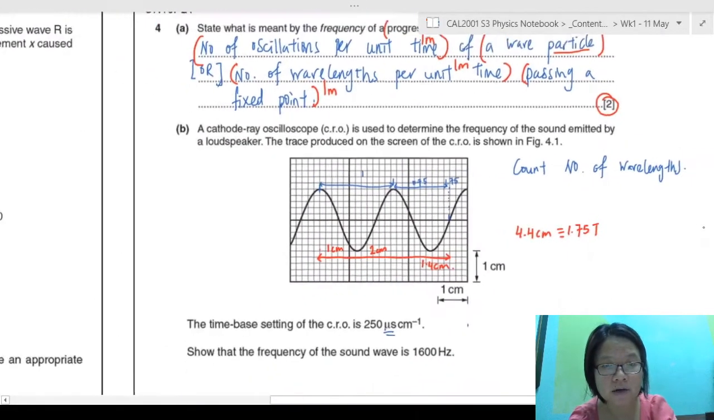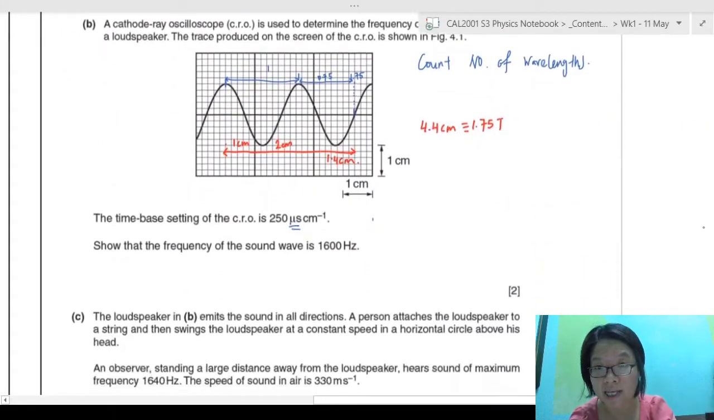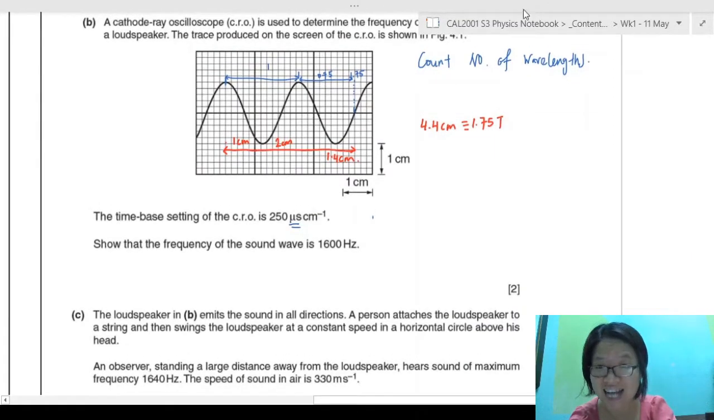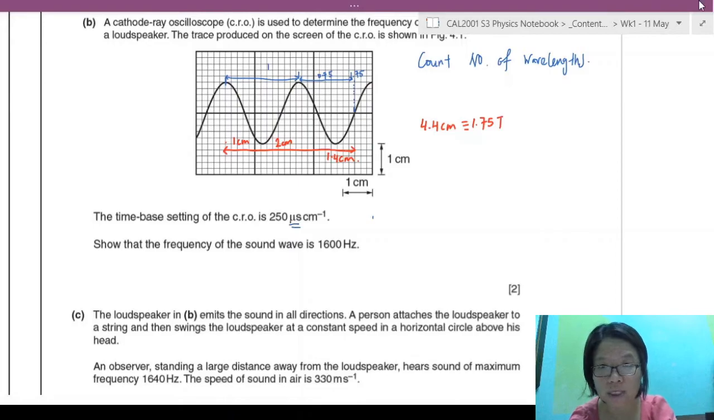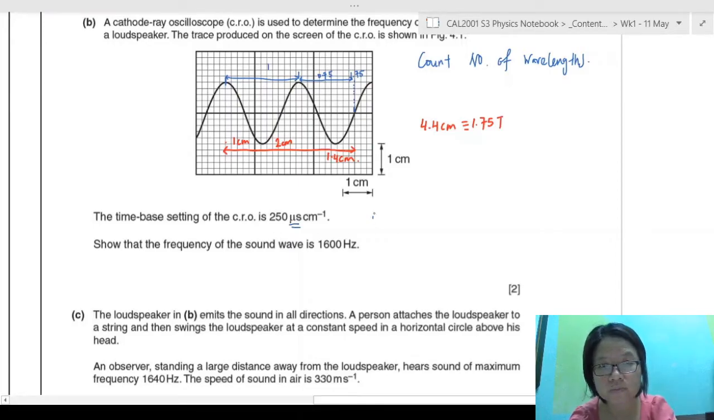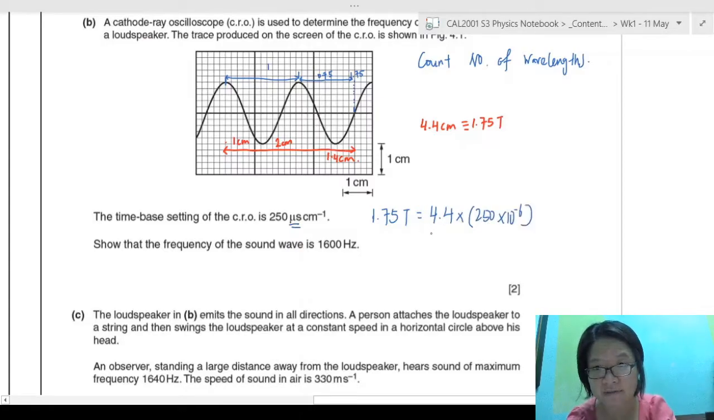And from here, you can now calculate the value of T using the time base. So I will write down the working for you. 1.75 T is 4.4 cm, but 1 cm is 250 microseconds. So I'm going to multiply by 10 to the power of -6 for micro. Okay, and move things around and take out my calculator, I will be able to get a value of T.